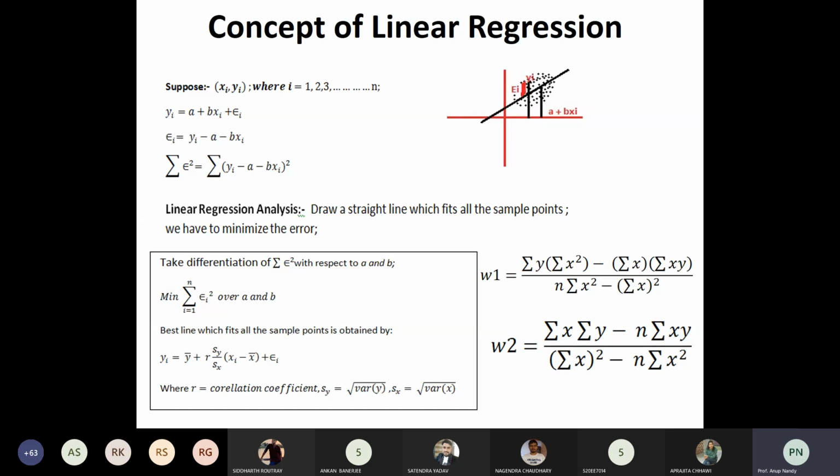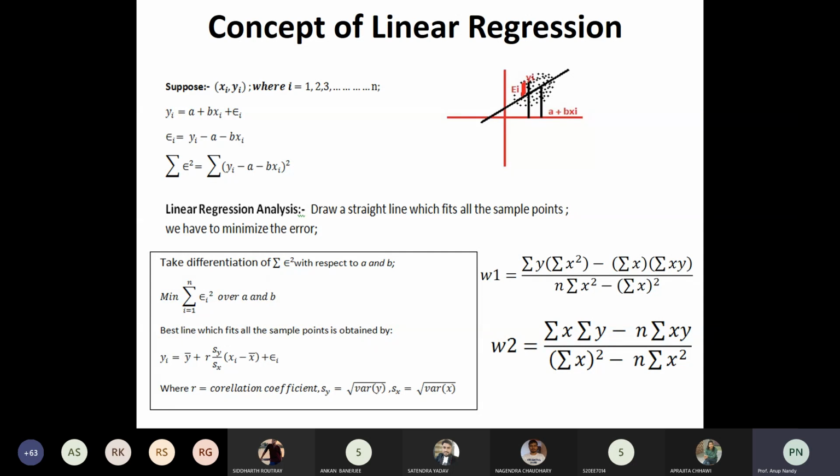So the meaning of linear regression is that you have to draw a straight line which fits all the sample points, and you have to minimize the sum of square error. Now you have to take the differentiation of the sum of square error with respect to a and b, and minimize it over a and b. Now this is the line. So in a statistical way, what is the best line? The predictor that you are going to find is the best line which describes all the sample points, and it can be obtained by the formula.